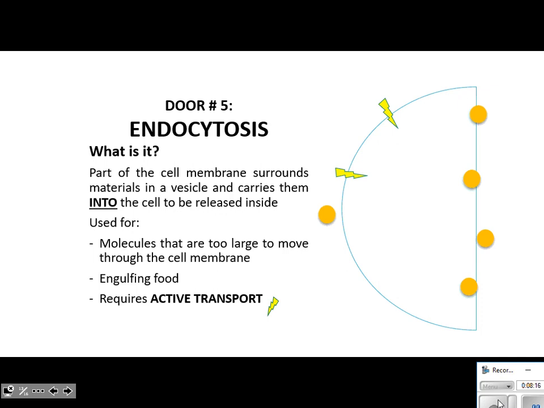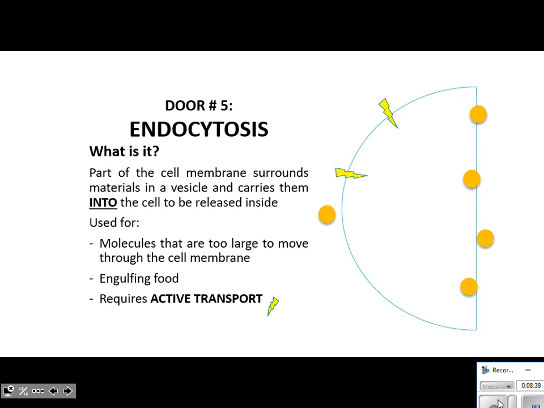So, a vesicle is formed. Basically, if we have these particles like these little yellow ones there, basically what happens is the cell membrane engulfs or surrounds those little yellow spheres, okay? And as it's surrounding them, it's pulling them into the cell.